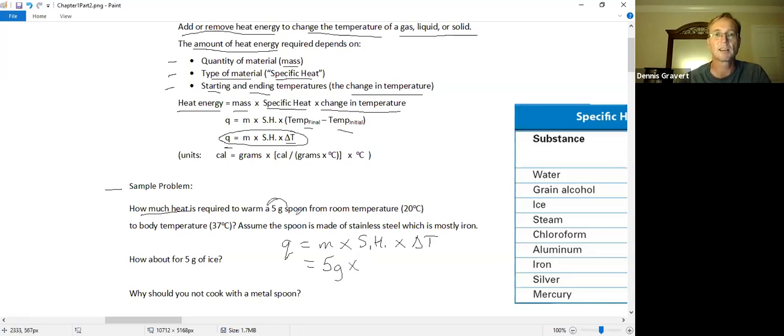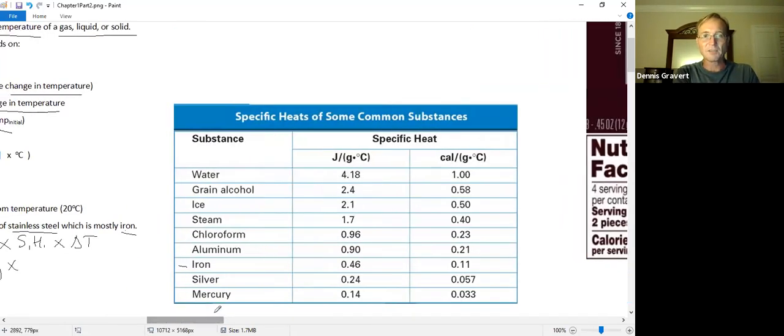Specific heat, that's the material. Oh, it's a spoon. Wait, what's the spoon made of? Oh, it's made of stainless steel. So I go over here to the table. Again, you have to be told or be informed as to where do you look up specific heat. Stainless steel is not on the list, but iron is. It's right here. So let's scroll over. Give me the mouse, please. There it is. And we see that iron has 2 numbers.